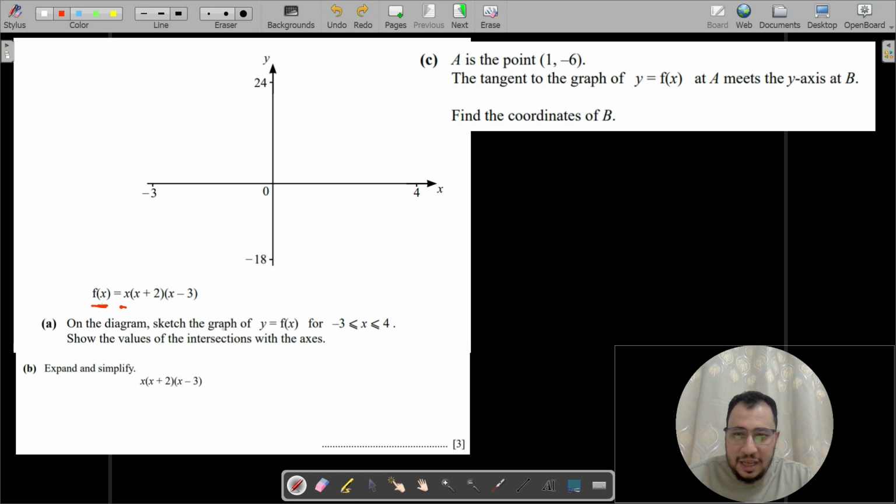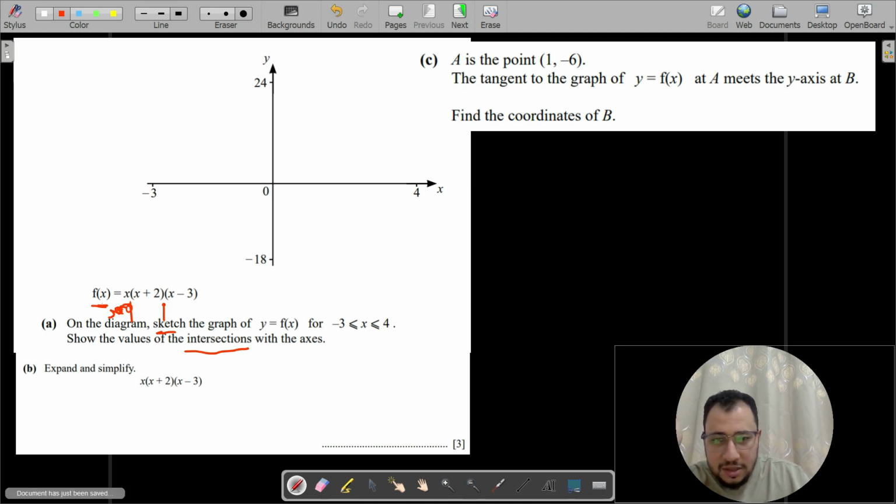On the diagram, sketch. Okay, sketching means you don't have to draw the accurate measures 1, 2, 3, and so on. No, all you have to do is just get the intersection points with the axis. How can we do that? First of all, you can get the intersection points with the x-axis immediately from this equation. How? Here it's already factorized, so you can just get the value of x which will make each part of them 0. For example, here x equals 0.